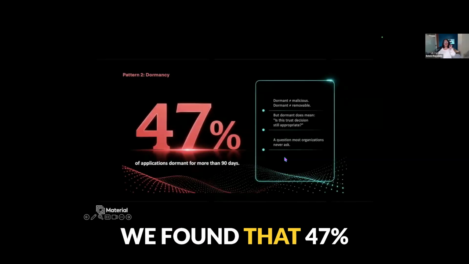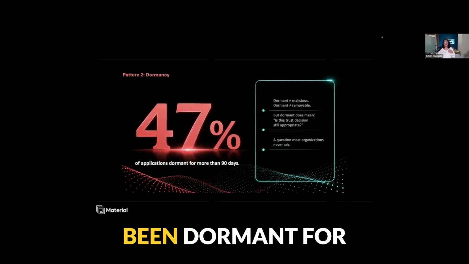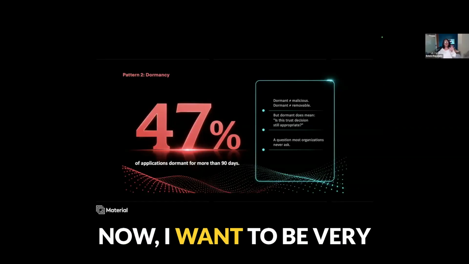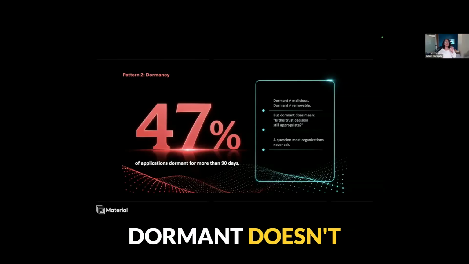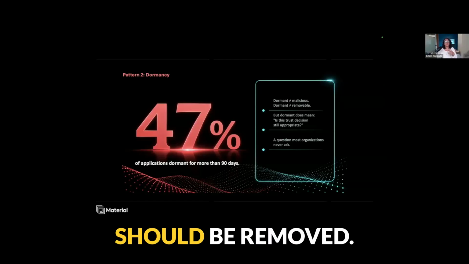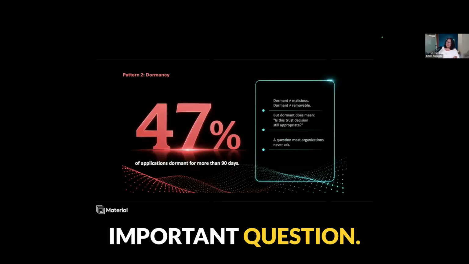We found that 47% of the applications in our dataset had been dormant for more than 90 days. Now, I want to be very clear about what that means. Because dormant doesn't mean malicious. It doesn't even mean the application should be removed. But it does raise an important question.